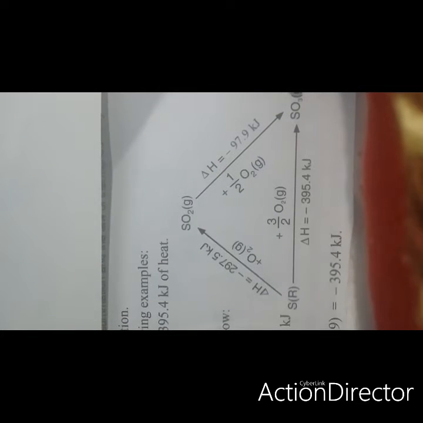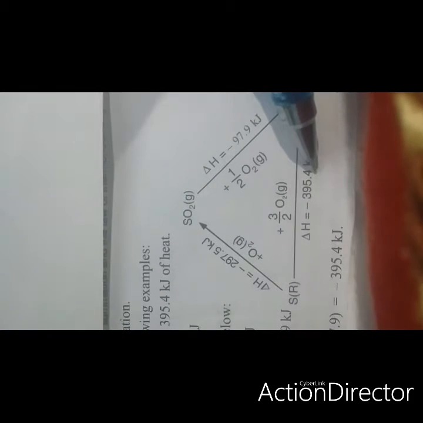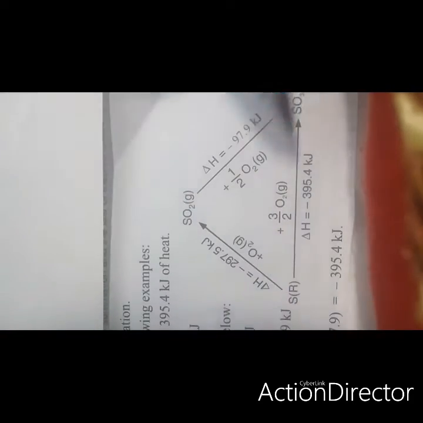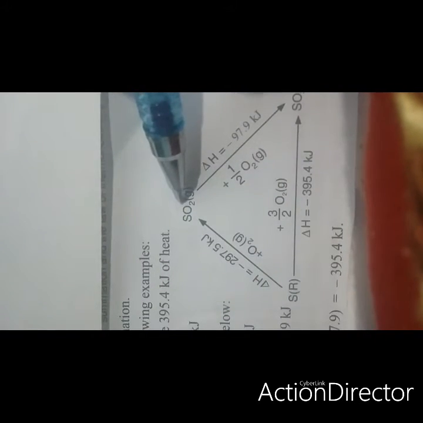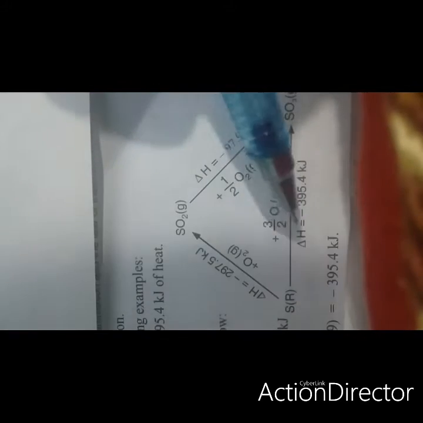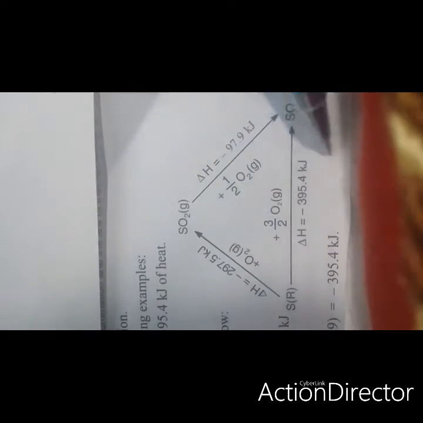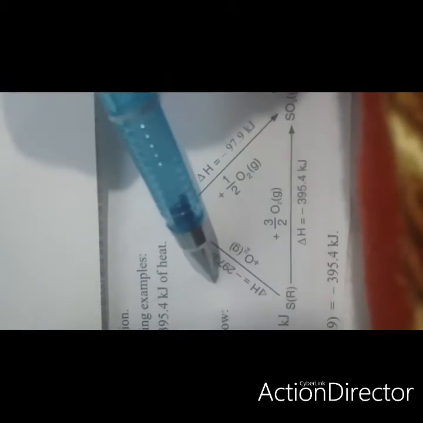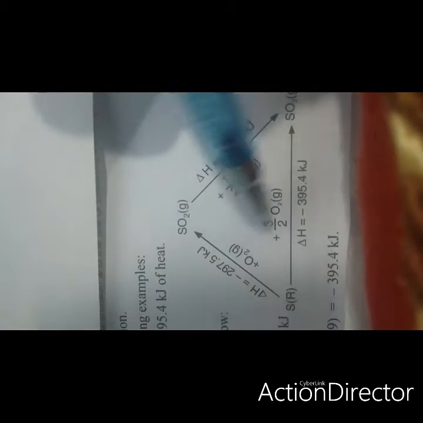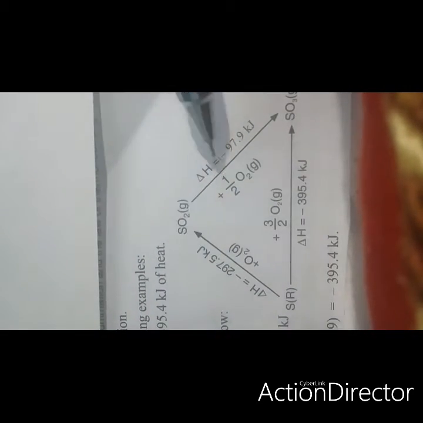Let us consider this example, in which rhombic sulfur is getting converted into SO3, sulfur trioxide, and during that process this amount of heat is evolved. This can take place in a single step, or it can take place like this also, in which sulfur is first converted into sulfur dioxide, and that is converted into sulfur trioxide. If you see this, let us say this is path A and this is B and C. So path A will be equivalent to path B plus C. So minus 297.5 plus minus 97.9, if you calculate it, you will get this.